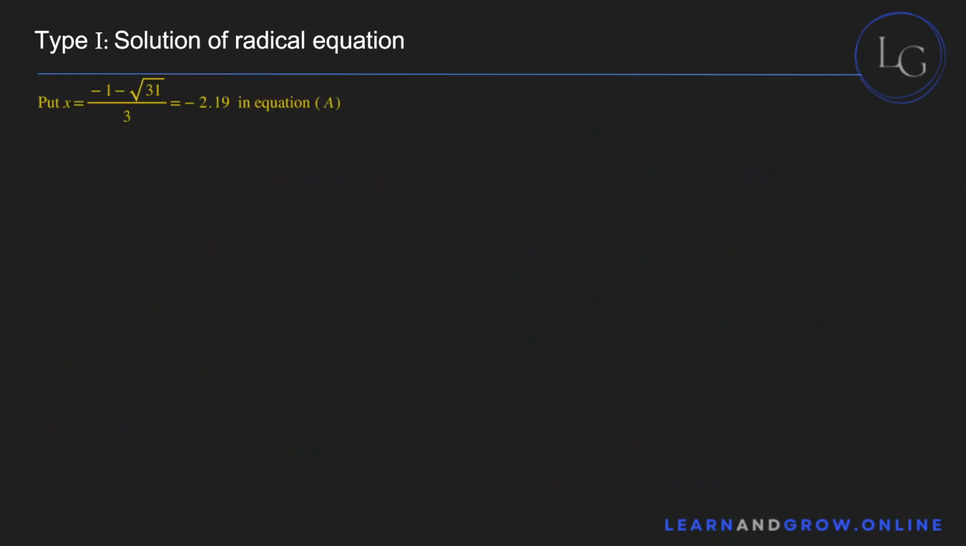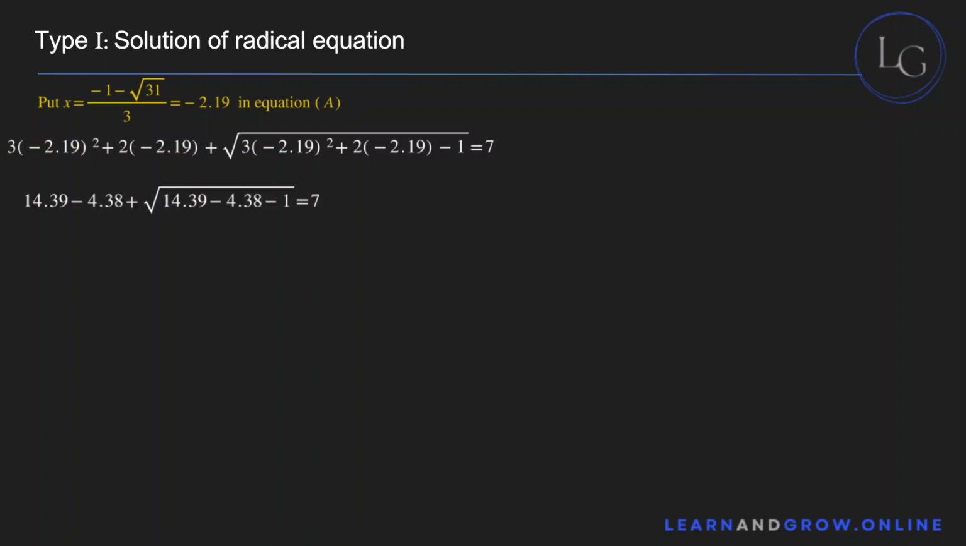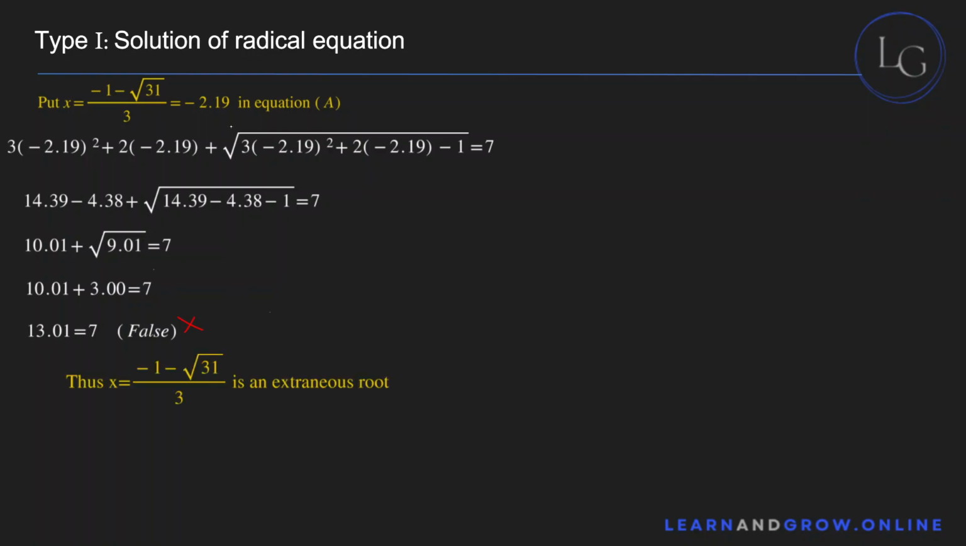Now the third solution that we had, we'll plug that into the same equation. Now upon solving this, this turns out to be false because the left hand side is not equal to the right hand side. So basically this particular solution is not really a solution. This is an extraneous root.